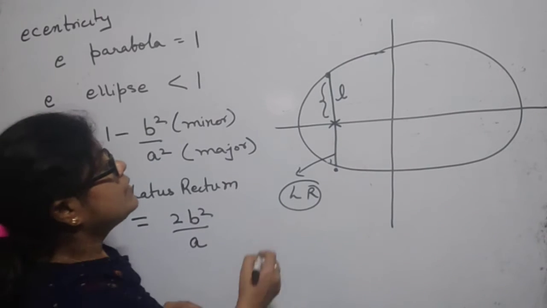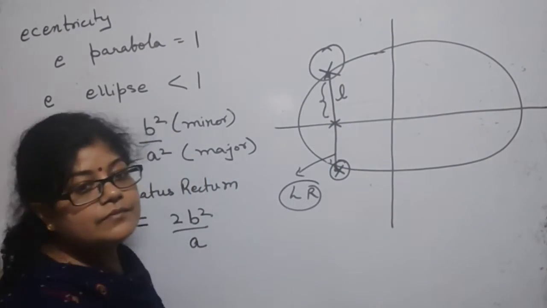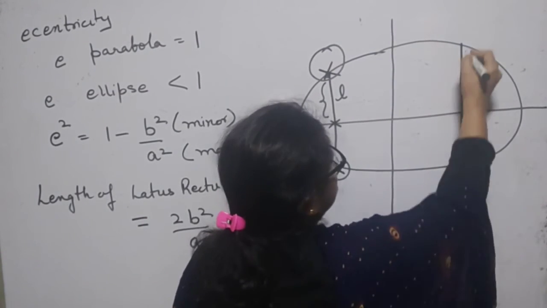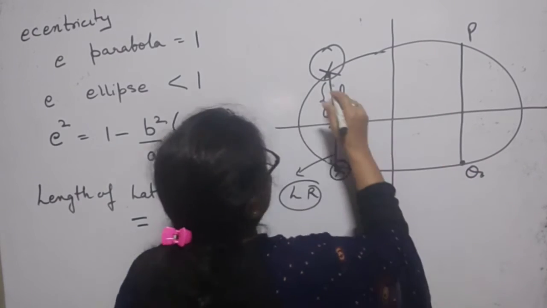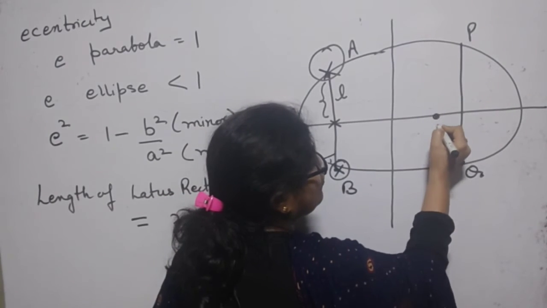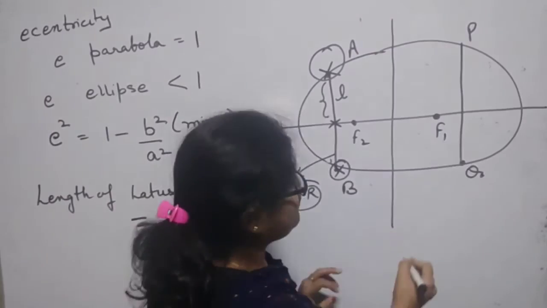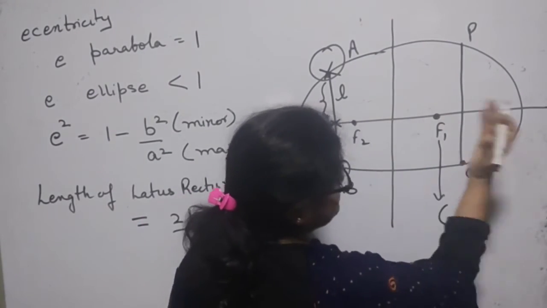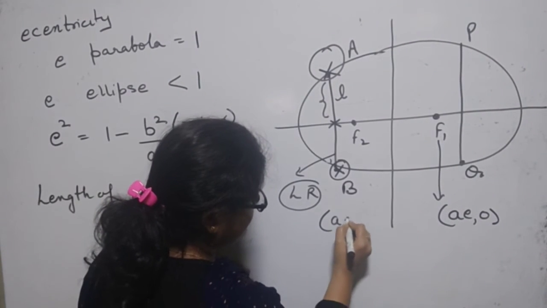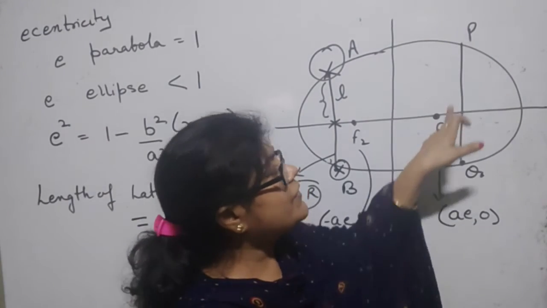Okay. Now, if it is asked, what are the coordinates of the latus rectum? One latus rectum is over here, another latus rectum can also be drawn over here. For example, the endpoints are P and Q, and A and B. And here is the focus, and here is another focus. We know the coordinate of the focus on the right hand side is (ae, 0), and on the left hand side it is (-ae, 0). These are the coordinates of the foci.